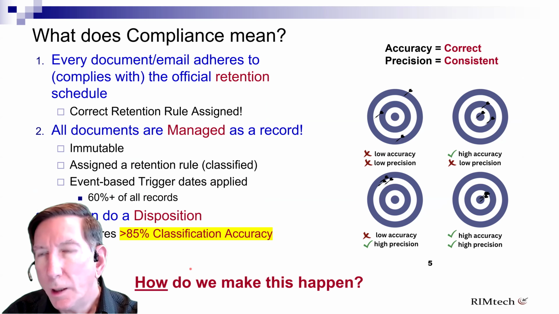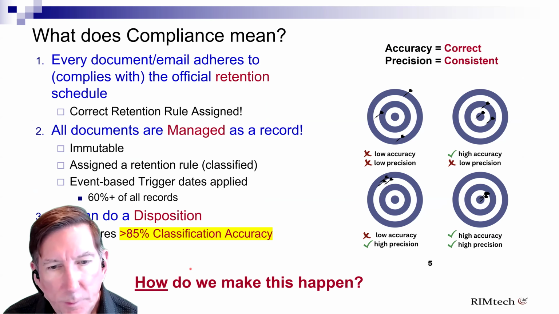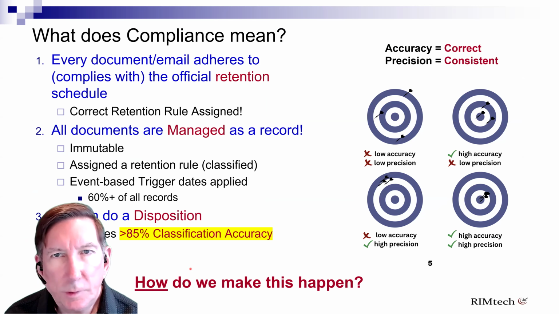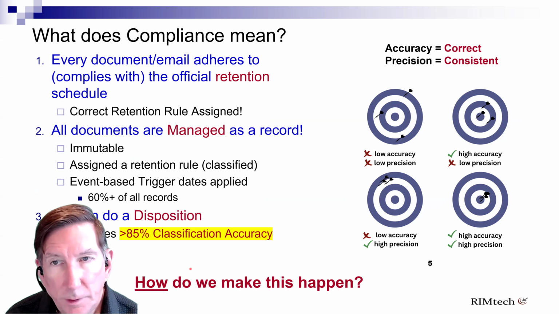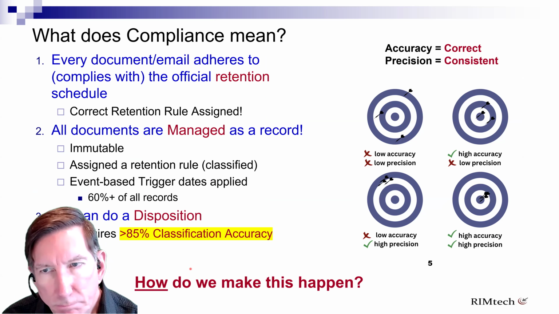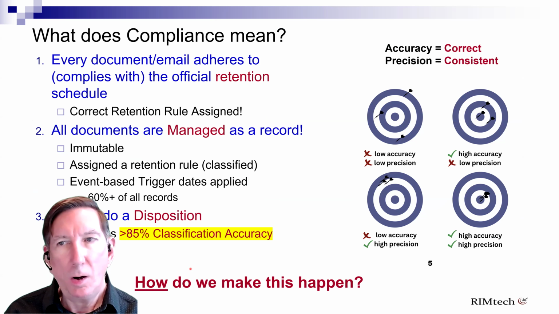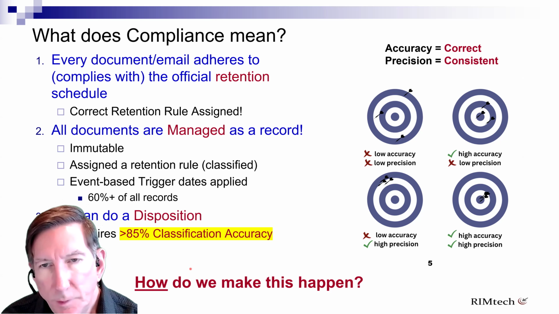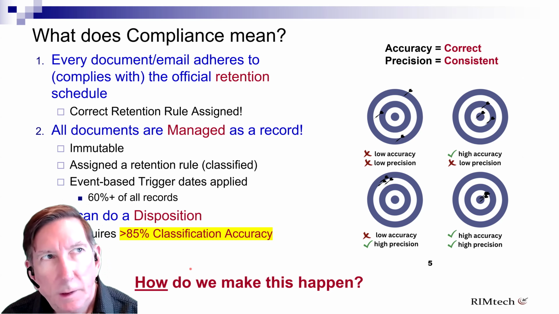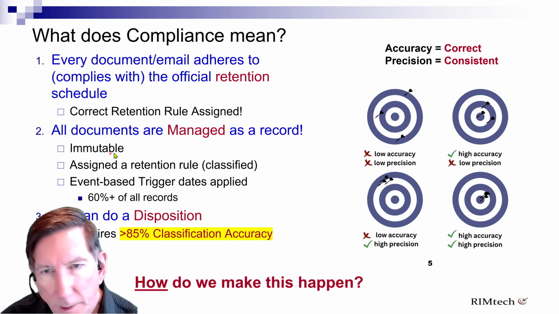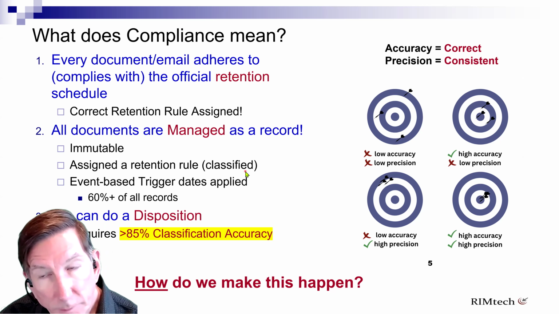Now, first of all, what does compliance mean? The whole idea of an EDRMS is to make darn sure that we're compliant. So compliance to me means that every document in SharePoint complies or adheres to the retention schedule, which means every document has an appropriate retention rule assigned to it. Number 2 is all the documents are being managed as a record. Notice I never said are a record. I said being managed as a record, which is what really matters. And that means 3 things. Number 1, they're immutable, which means neither the content, the document itself, nor the metadata associated with it can be altered by anyone. And has been assigned a retention rule.